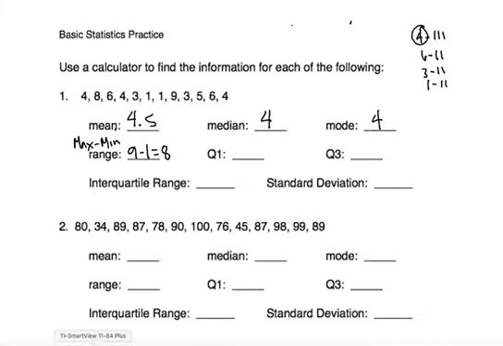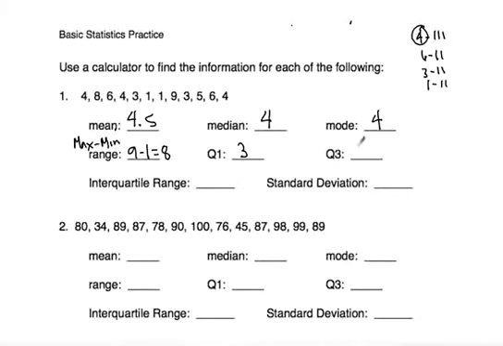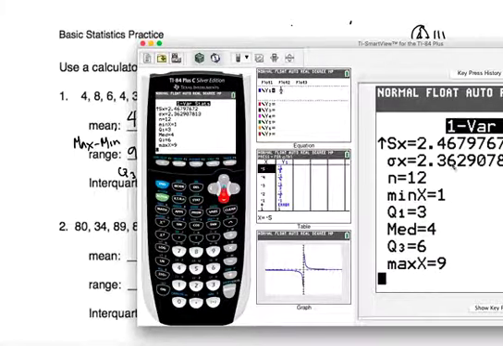You can find Q1 and Q3 on the calculator. So Q1 would be 3 and Q3 would be 6. Your interquartile range is also not found on your calculator, but 2 important pieces of information that will get you your interquartile range are your Q3 and your Q1. So to get your interquartile range, you do Q3 minus Q1. So you would say 6 minus 3 to get 3. For your standard deviation, you can choose to use the sigma or the S. I'm going to go with sigma. If we go with sigma, it's 2.36.